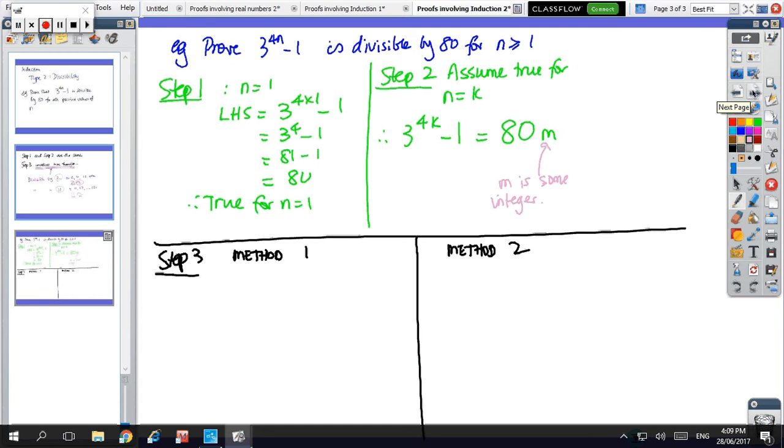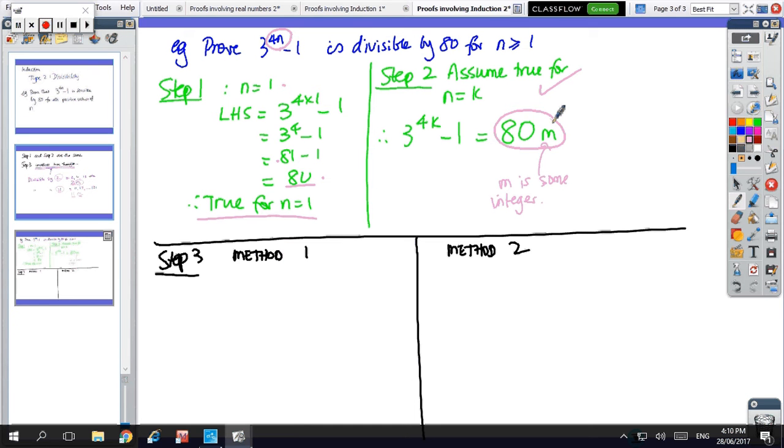Okay, so I've done the first 2 steps. So step 1, n equals 1. Well, you just put 1 where n is. So 3 to the 4 minus 1. 3 to the 4 in your calculator is 81 minus 1. 81 minus 1 is 80. And then obviously 80 is divisible by 80, so it's true for n equals 1. The second step is you assume it's true for n equals k. And as I said on the previous page, you just say it equals 80 times something, where m is some integer. You don't need to know anything more than that.